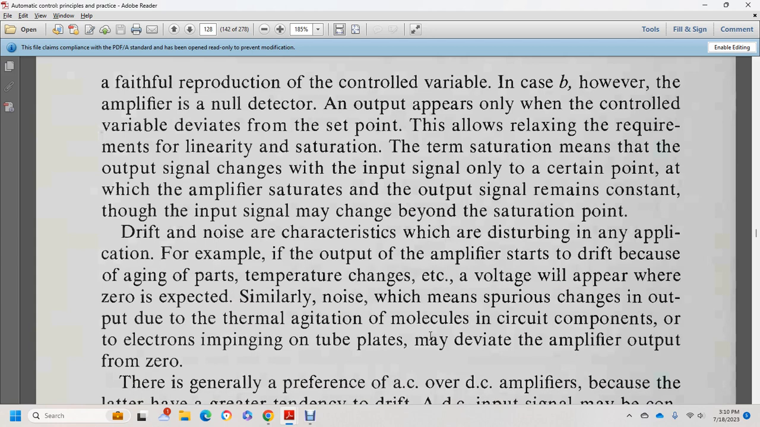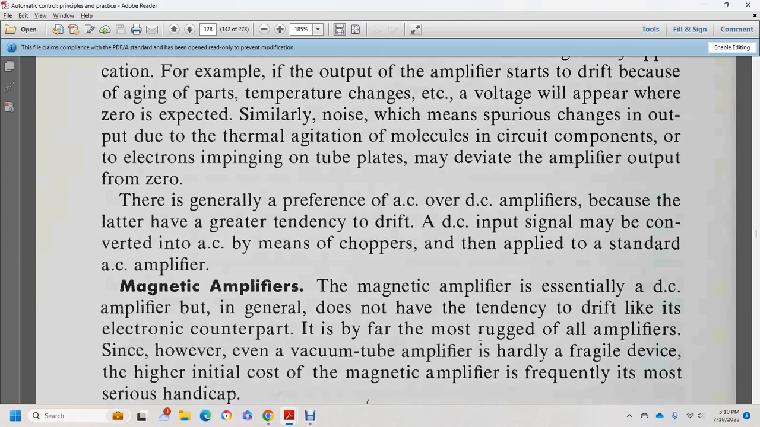Drift and noise are disturbing in this application. For example, the output of the amplifier may drift due to aging, power supply voltage, temperature change, etc. Changes in the output due to thermal agitation of the molecules in circuit components, or electrons impinging on the plates, may deviate the amplifier output from zero. There is generally a preference for AC over DC amplifiers because the latter tend to drift. The DC input signal may be converted into AC by means of a chopper and applied to the AC amplifier.